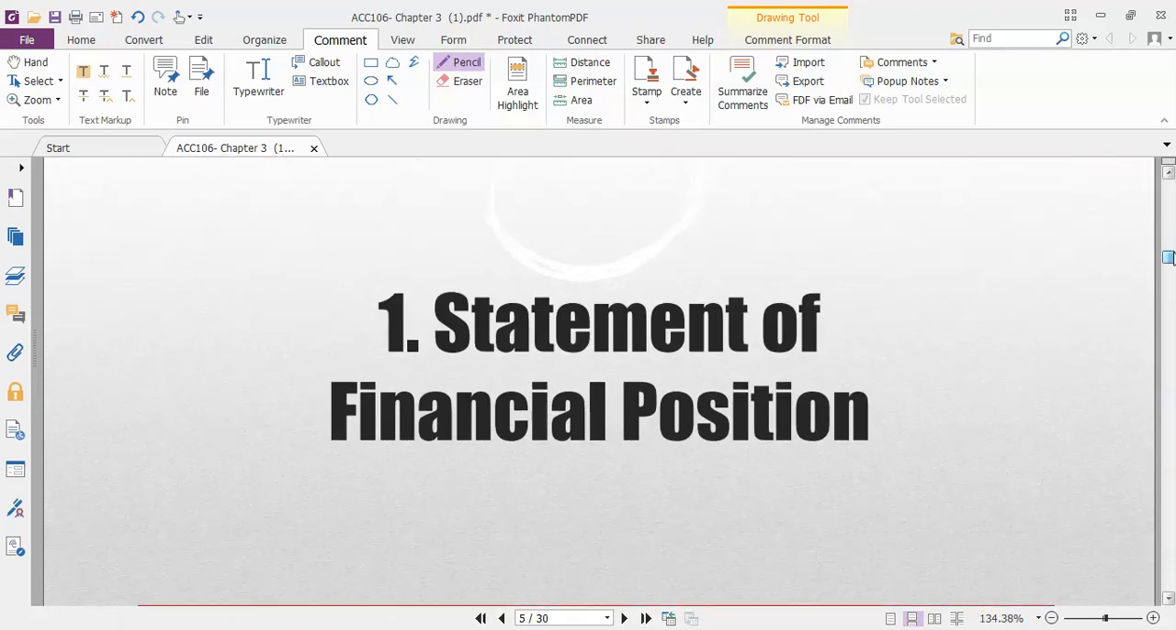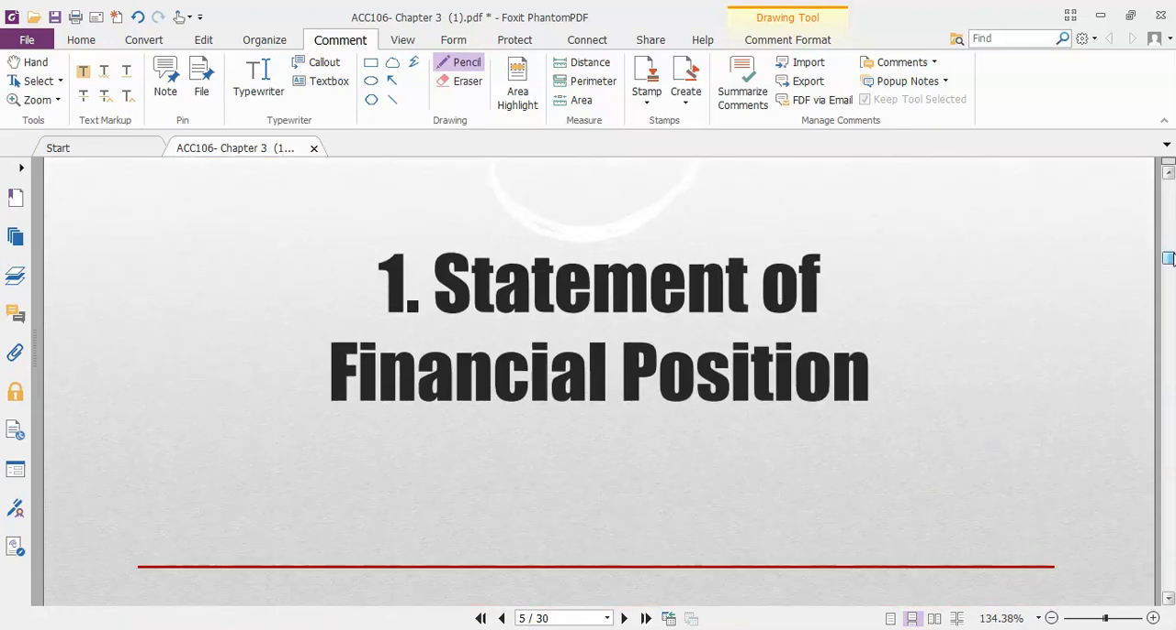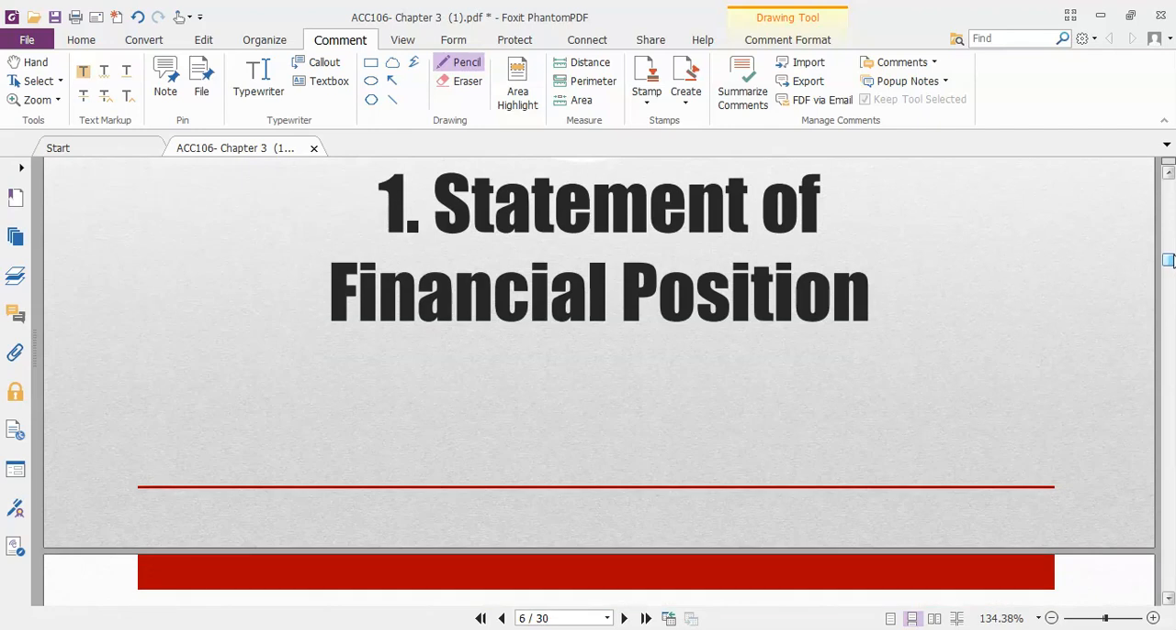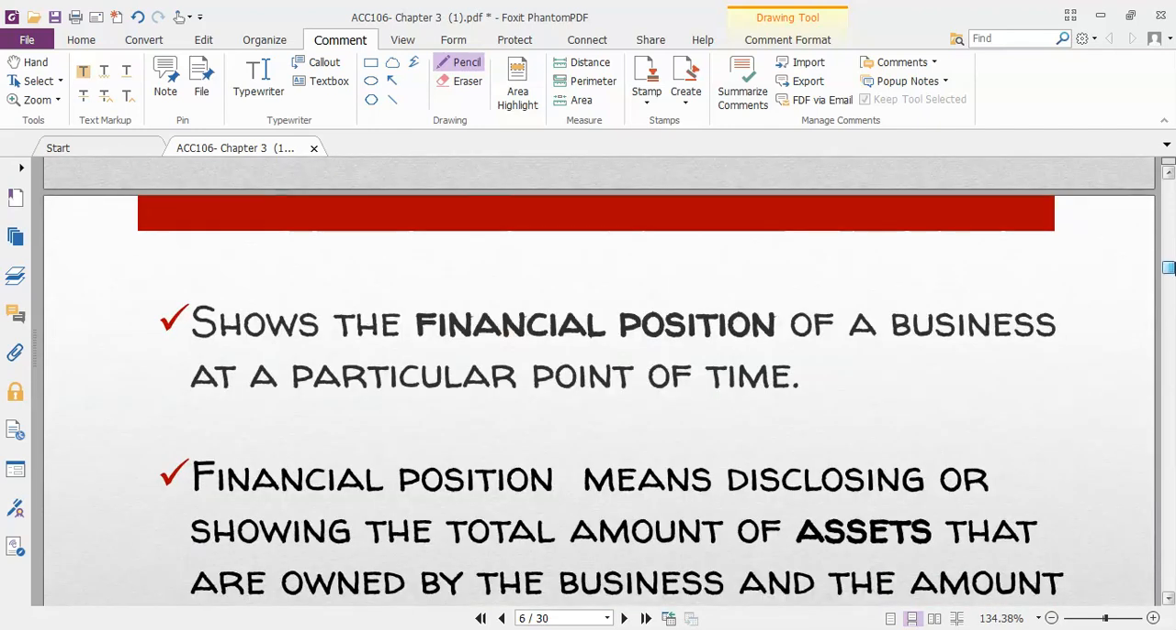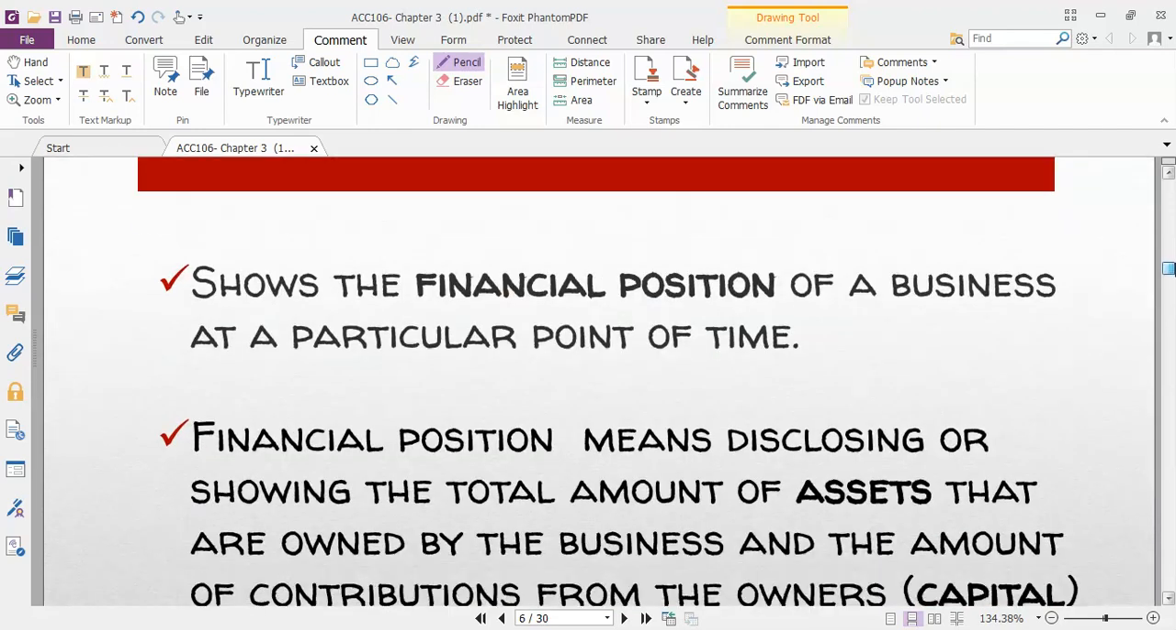Okay. So let's look at the first one, that is statement of financial position. Okay. So dalam statement of financial position, okay, apa yang kena ada? Okay, show the financial position. Dalam report statement of financial position tu, kita akan tahu kedudukan keuangan syarikat. Okay, kedudukan dari segi apa? Okay, how much is the assets of the business? How much is the liabilities of the business?